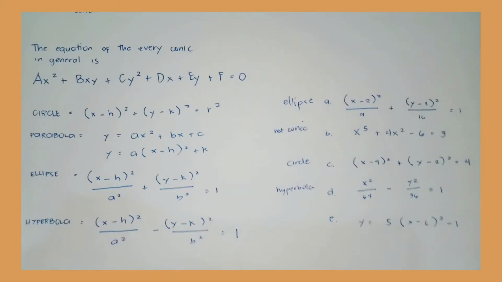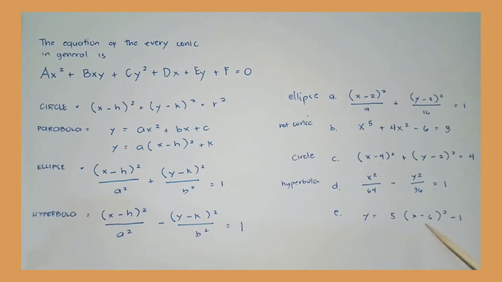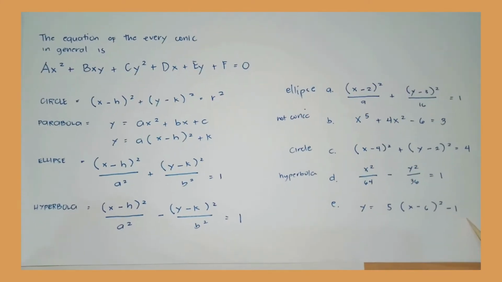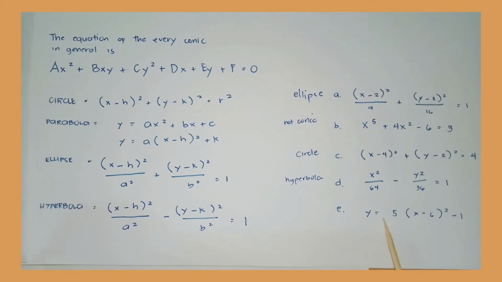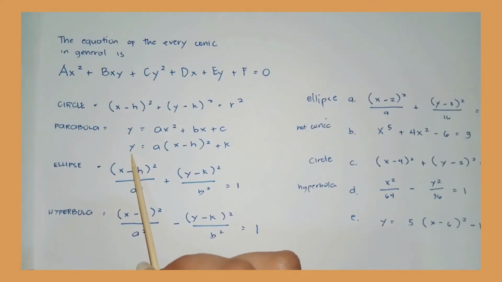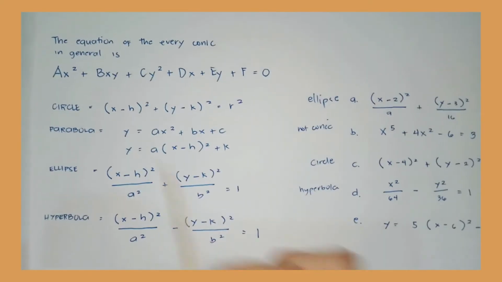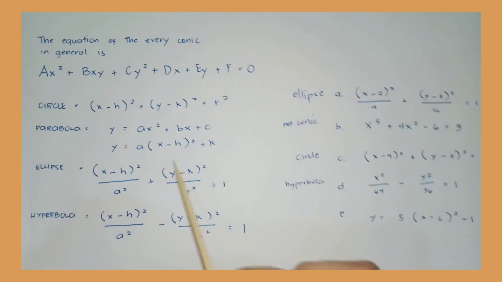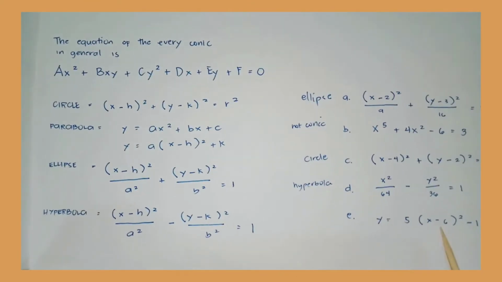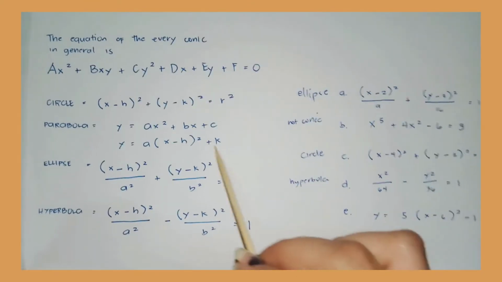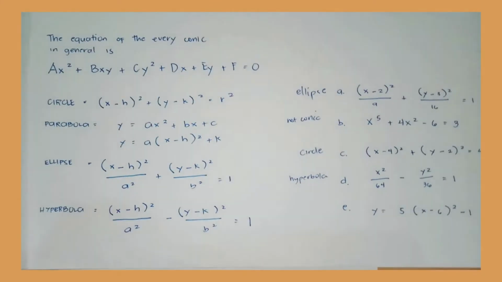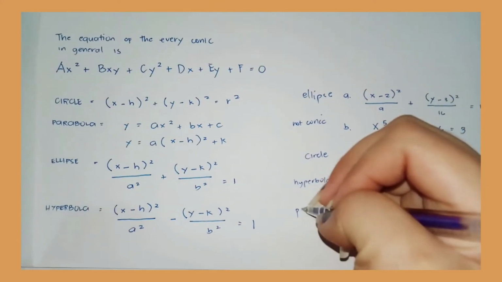Last, we have letter E, y equals 5, quantity x minus 6 squared minus 1. So, kung mapapansin nyo, yung kamukha nito ay yung parabola. Y equals, yung A pinalitan lang siya ng 5. And then, x minus h, x minus 6 squared, yung plus k pinalitan lang ng negative 1. So, letter E is under parabola.